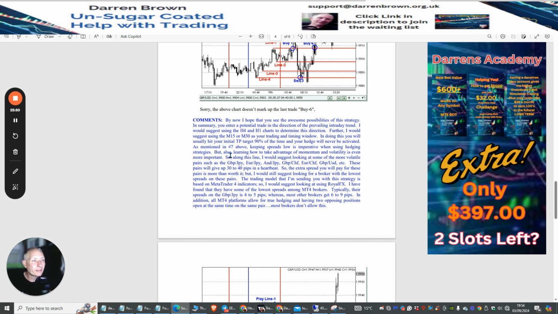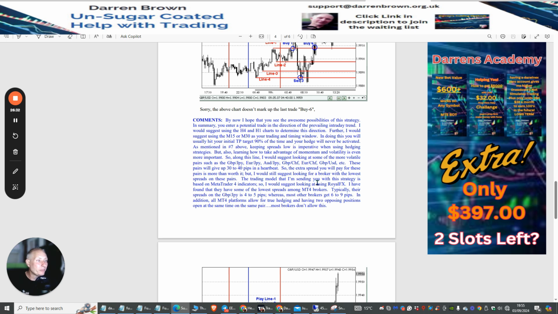So as mentioned in 7 above, keeping spreads low is imperative when using hedging strategies, but also learning how to take advantage of momentum and volatility is even more important. So I would suggest looking at some of the more volatile pairs such as GBP/JPY, EUR/JPY, AUD/JPY, GBP/CHF, EUR/CHF, GBP/USD. These pairs will give up to 30 to 40 pips in a heartbeat, so the extra spread you will pay for these pairs is more than worth it. But I would still suggest looking for a broker with the lowest spread on these pairs.